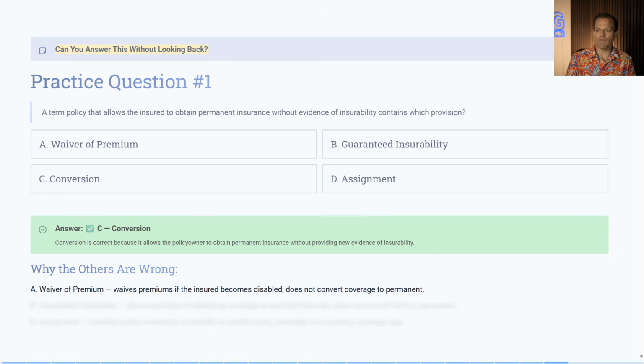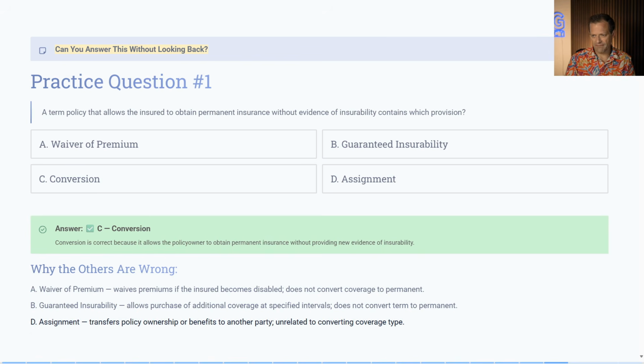The others are wrong because waiver premium waives the premiums if you become disabled. It doesn't convert it to permanent. Guaranteed insurability allows purchase of additional coverage at specified intervals, but doesn't allow you to convert term to perm. And assignment, the idea behind that is transfer of policy ownership of benefits to another party. That's unrelated to this entirely.